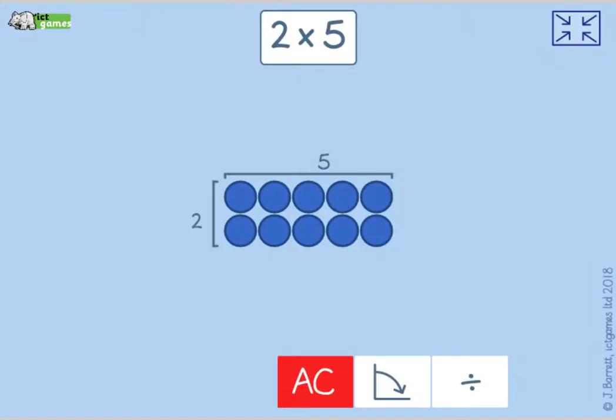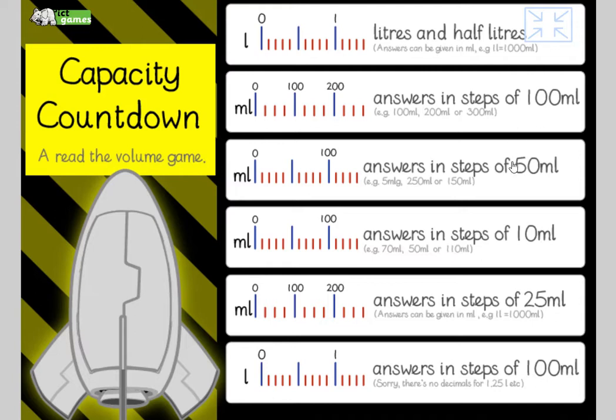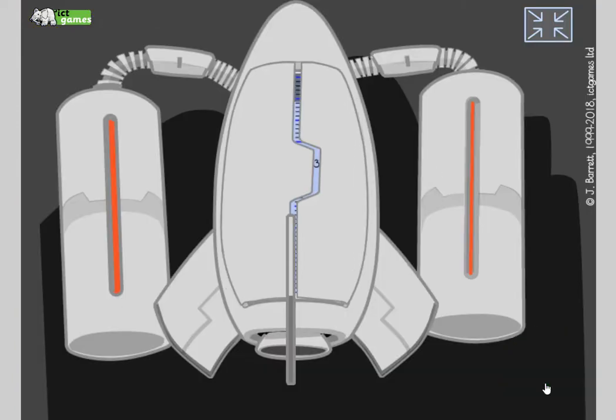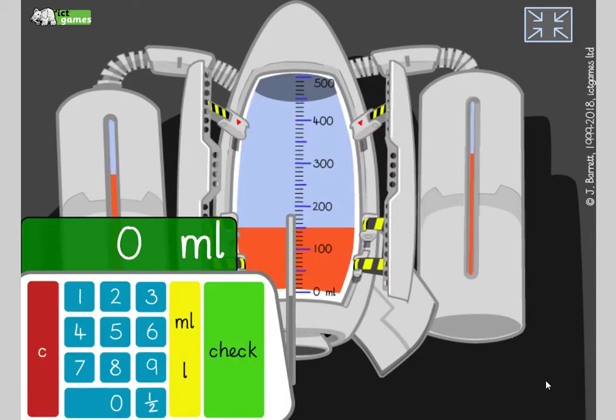Now, okay, let's have a look. This time we're going to read the scales on our spaceship. We've got this tiny spaceship. There we go. This time it's going to be doing 100 milliliters, but also the ones in the middle. This one here would be halfway between 0 and 100. What's this one? Yeah, 50.